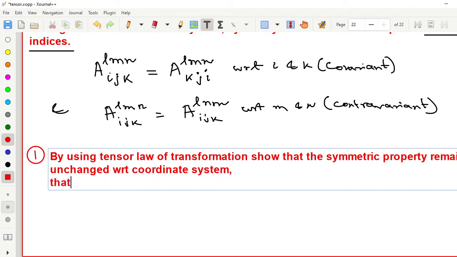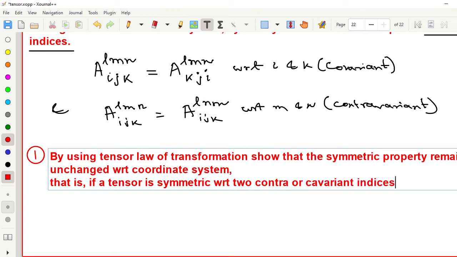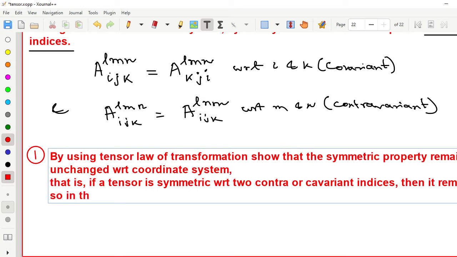What does that mean? That is, in other words, if a tensor is symmetric with respect to two contravariant or covariant indices, then it remains so in these indices in any other coordinate system.